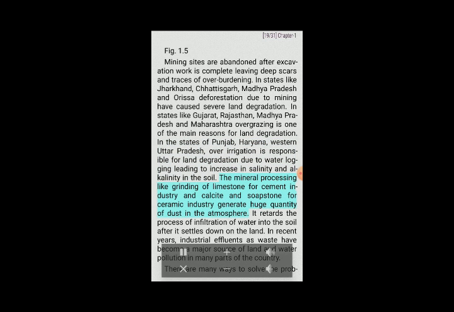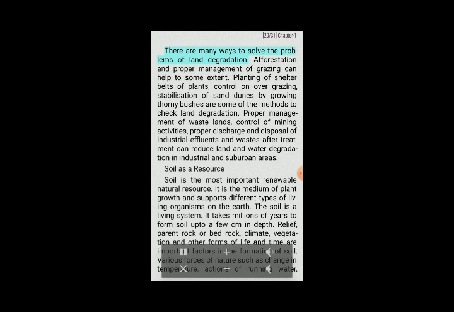The mineral processing like grinding of limestone for cement industry and calcite and soapstone for ceramic industry generates huge quantity of dust in the atmosphere. It retards the process of infiltration of water into the soil after it settles down on the land. In recent years, industrial effluents as waste have become a major source of land and water pollution in many parts of the country. There are many ways to solve the problems of land degradation.